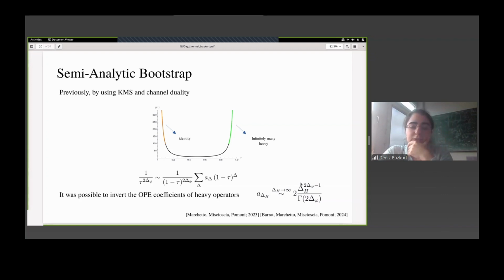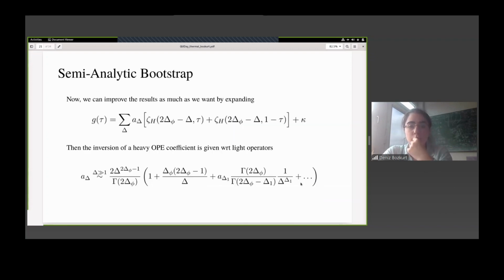And then by using this asymptotic form of the heavy OPE coefficients, they were again using the KMS and the sum rules they derived to obtain the OPE coefficients of light operators numerically by solving the sum rules. And then they also knew that this asymptotic behavior of the heavy OPE coefficients should be corrected, and the leading correction to this expression should come with 1 over delta, delta being the dimension of the heavy operator. But other than that, nothing else was known.